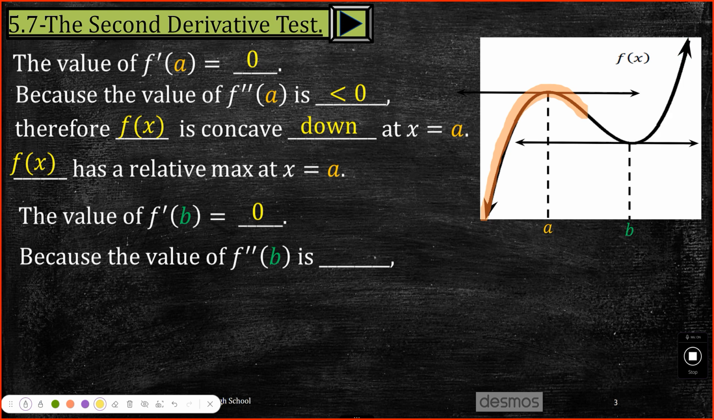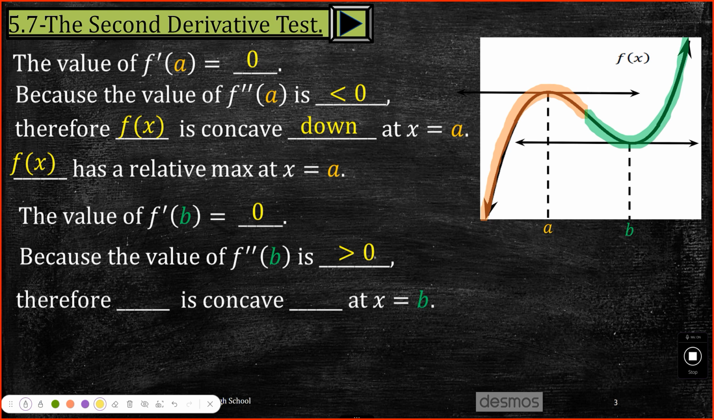What's going on there? It's greater than 0, no? Because it's concave up there. It's greater than 0 because the value of f double prime at b is positive. Therefore, f is concave up at x equal to b. And because these two things are true, we can say that f has a relative min at x equal to b.